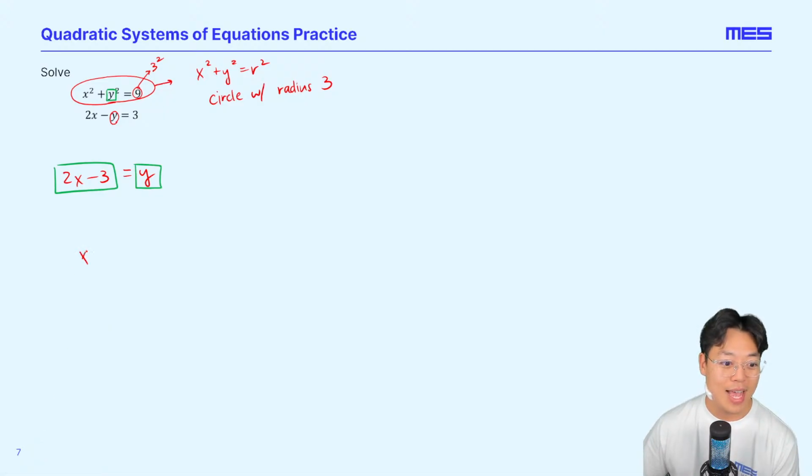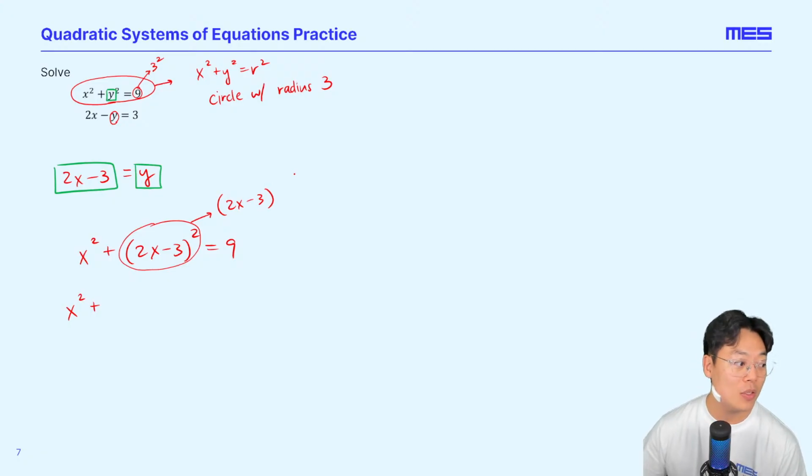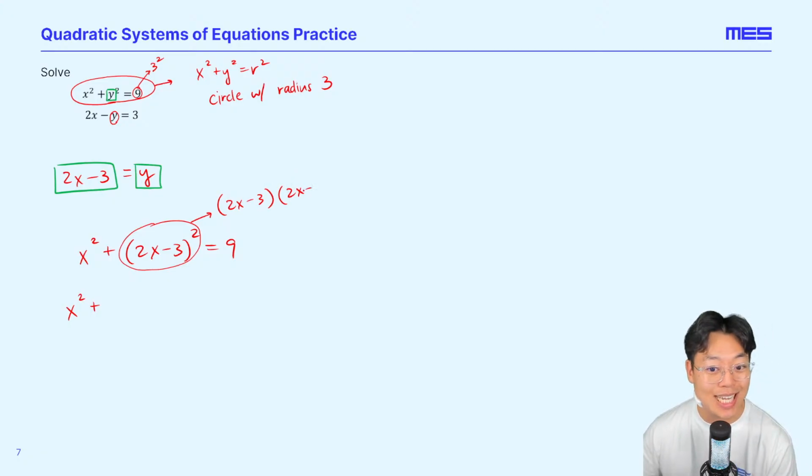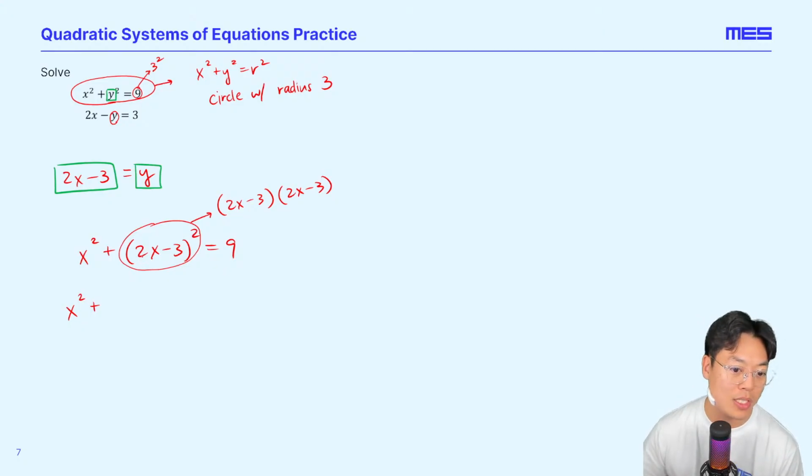So now I have x squared plus y, which is now 2x minus 3. I'm going to square that, and that's equal to 9. I have x squared plus, now this is a very common misconception that students make right here, so pay attention. We have 2x minus 3 squared. That means we have that thing times itself, right? A lot of students will just say this is 4x squared minus 9 or plus 9. We need that middle term as well.